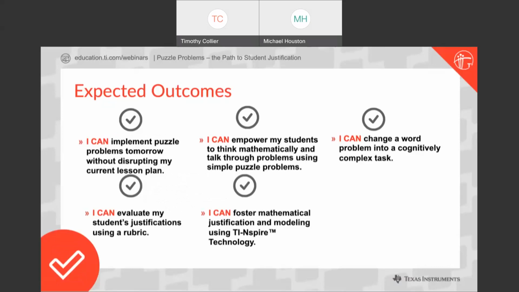Well, our expected outcomes tonight: we want you to go away knowing how to implement puzzle problems in your classroom tomorrow without disrupting your lesson plan at all. We want you to be able to empower your students to think mathematically through their problems using just simple puzzle problems that you can find on the internet. We want you to be able to change the words of a problem to make it a more cognitively complex task, to evaluate your students' justifications using a rubric, and to foster mathematical justification and modeling using TI-Nspire technology.